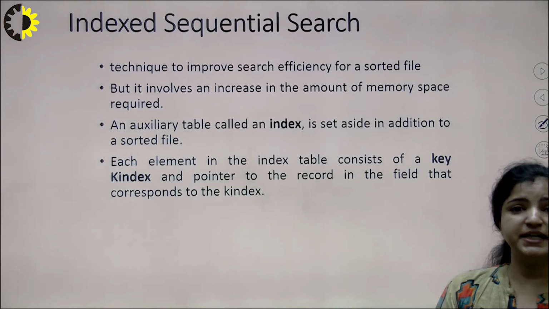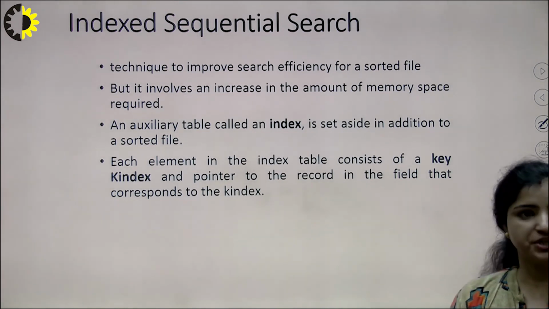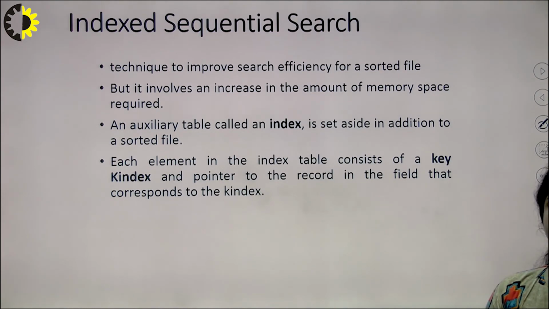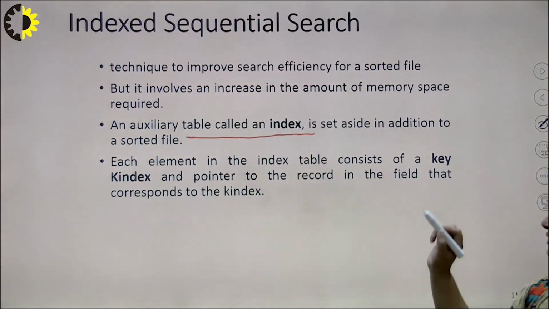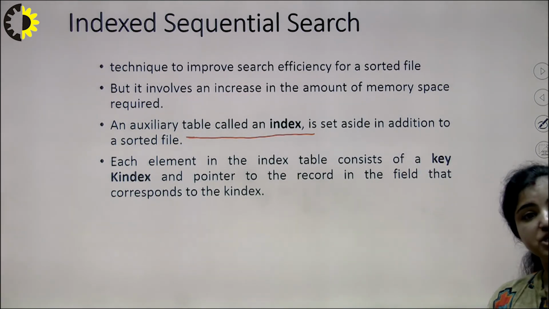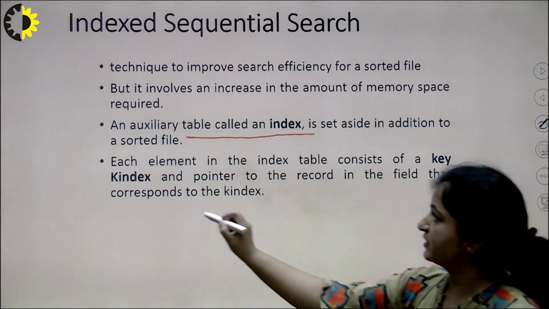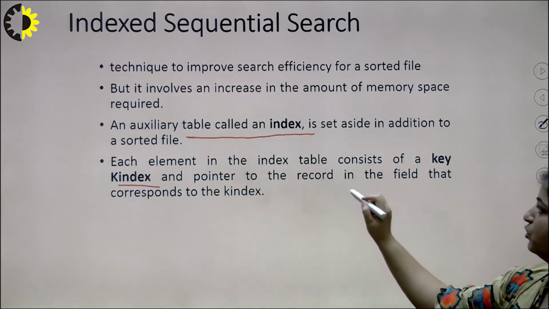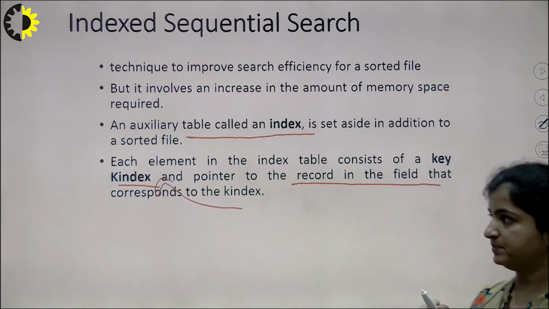The next technique is index sequential search. This is again to improve the efficiency of searching in a sorted file, but it involves an increase in the amount of memory space, because here another index table will be created. So an extra auxiliary table called the index table, in addition to the sorted file. This is extra overhead on the memory, so the space complexity here will increase. Every element in the index table consists of a key, which is K index, and a pointer to the record in the file corresponding to this key K index.